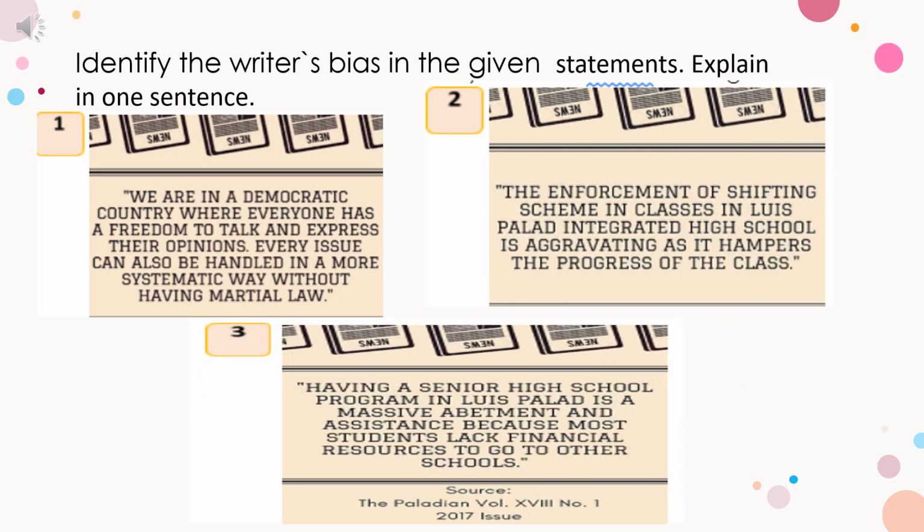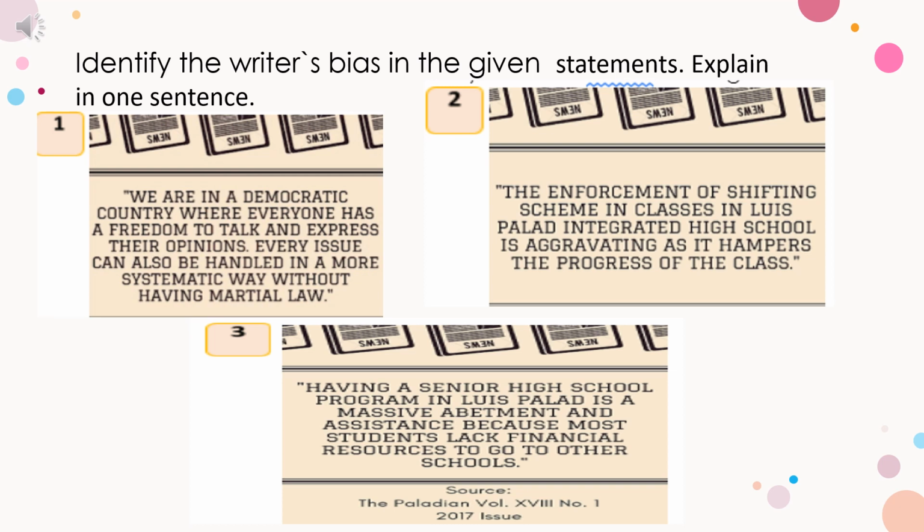Identify the writer's bias in the given statements. Explain in one sentence. Number one, we are in a democratic country where everyone has a freedom to talk and express their opinions. Every issue can also be handled in a more systematic way without having martial law. The writer is biased against having again martial law.